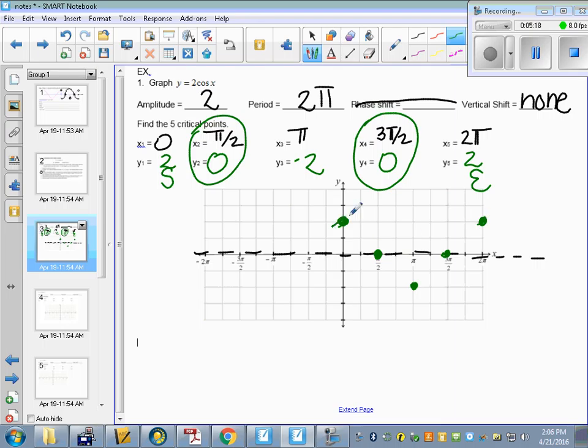And then I will connect points and draw in the arrow. So it's very similar to sine, except where sine goes up, hits the middle, goes back down, and ends on the middle. This starts and ends at the top, and you've got that section where it goes down in the middle.